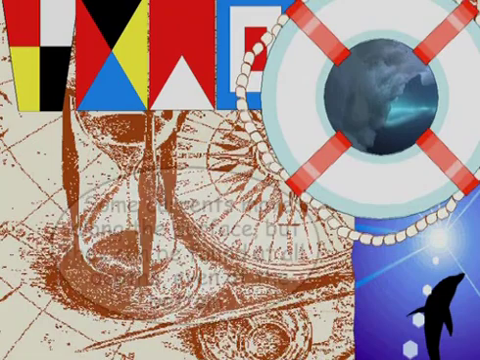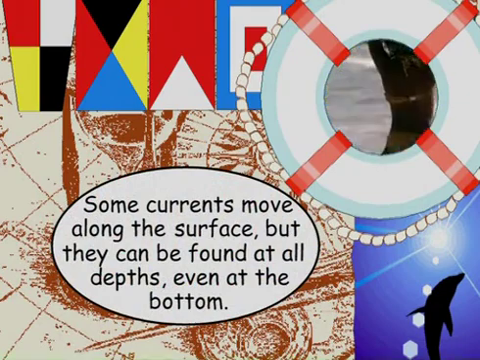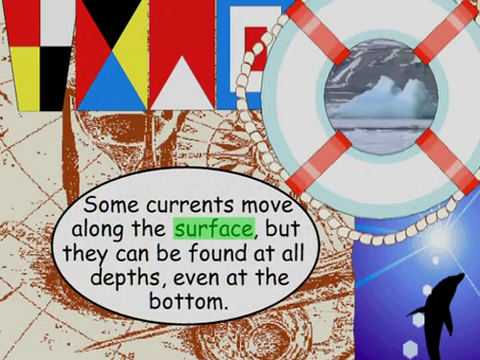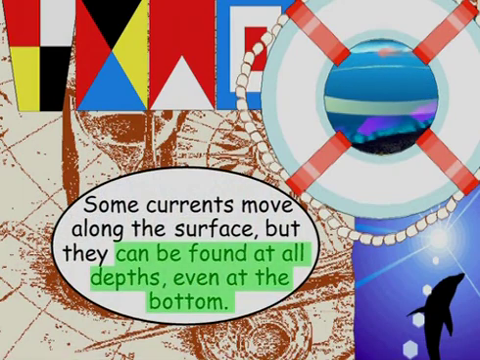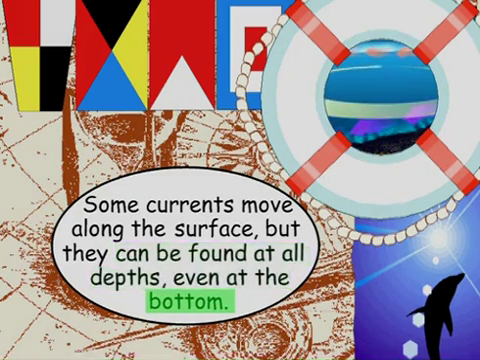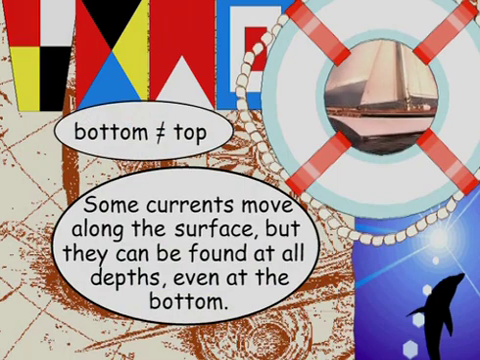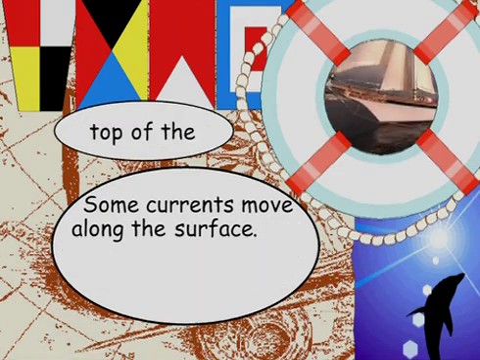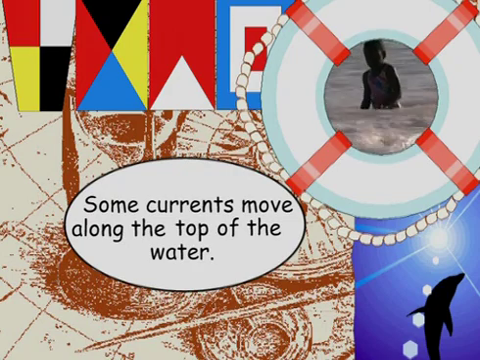Look at this sentence. Some currents move along the surface, but they can be found at all depths, even at the bottom. Do you know what surface means? Use context clues to figure it out. Look at the last half of the sentence. It tells us that currents can be found in all depths of the ocean, even at the bottom. Bottom is the opposite of top. This tells us that surface doesn't mean bottom or anything in the middle. Does it make sense to say, some currents move along the top of the water? Surface means at the top.